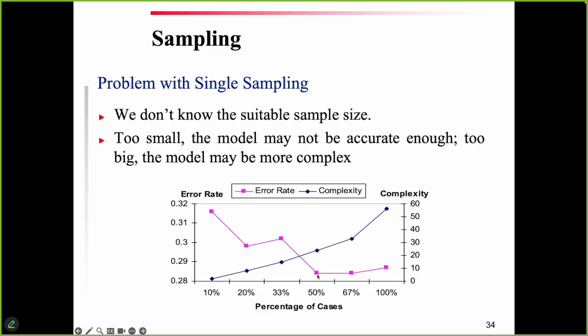But after some point you realize that increasing the number of cases, for example, from 50% to 67%, or to 80%, doesn't reduce the error rate that much. Instead, it increases the complexity a lot. So you know that this is the point that you have to stop, because it doesn't make sense to have a model that is very complex with an error rate that is quite the same as a less complex model using less data.